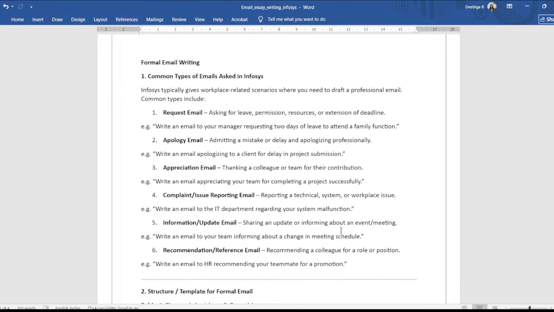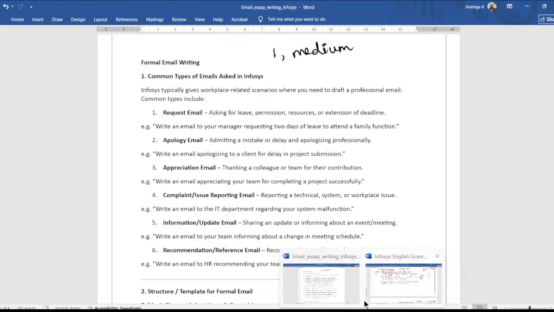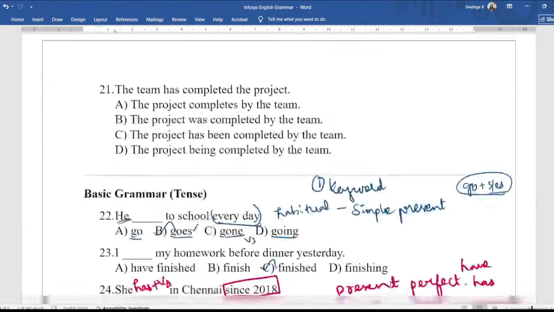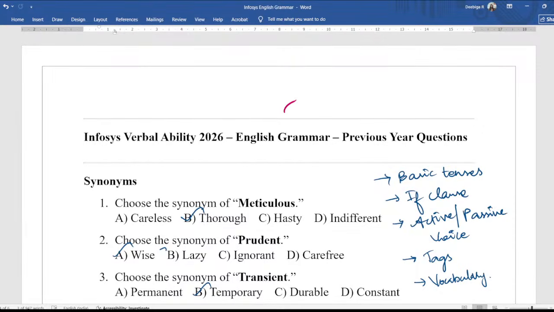In this level, you will get only one question, and that will be medium in difficulty. For English grammar, you will get 5 questions and medium in difficulty. Verbal ability is 20 questions, separately from English grammar. That will be pretty hard.